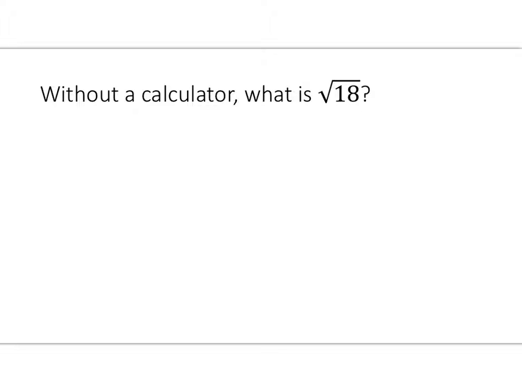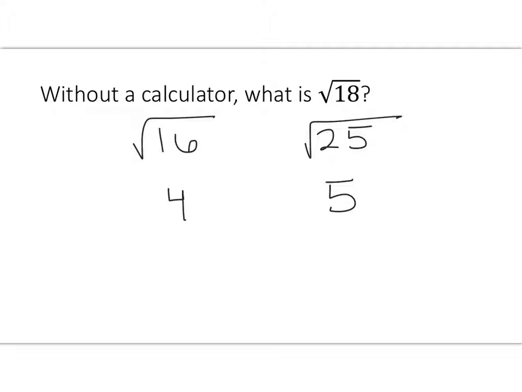Okay, so without a calculator, can we figure out what is the square root of 18? Well, 18 is not a perfect square, so I don't know that one off the top of my head. However, I know that 16 is a perfect square, and 25 is the next perfect square. So the square root of 16 is 4. The square root of 25 is 5. So the square root of 18, since it's smack somewhere in between, has to be somewhere between 4 and 5.